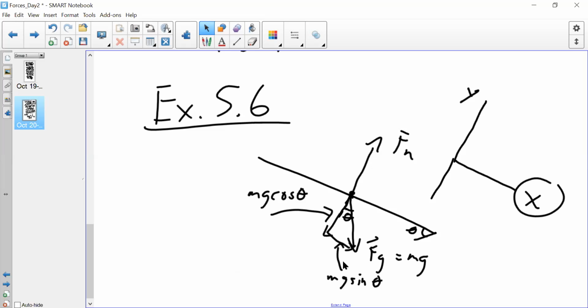But since we're at a tilt, we have to be careful and note that the force of gravity is made up of two parts. Does everybody see that? Is everybody okay with that? Can you see it? If you can, no news is good news. If you can't, let me know.